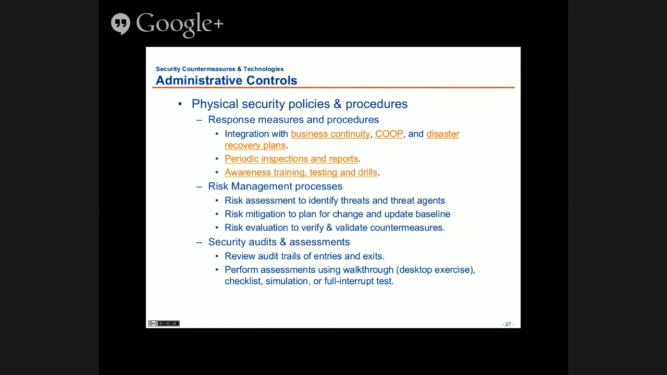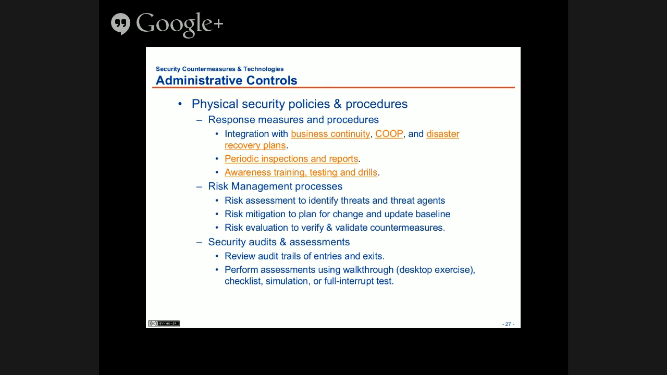All right, in terms of physical security policies and procedures, you need to have integration with your business continuity, COOP, and disaster recovery plans. I'm going to say DRP going forward. The disaster recovery plan is known as DRP, that's just what the acronym is. Then periodic inspection and reports. The periodic inspection and reports are important because you can't just set a plan there and check once every 3 years. You need to do these inspections a number of times, depending upon the size of your organization and stuff like that. Awareness training is important, so individuals are aware of all these particular items that are in place.